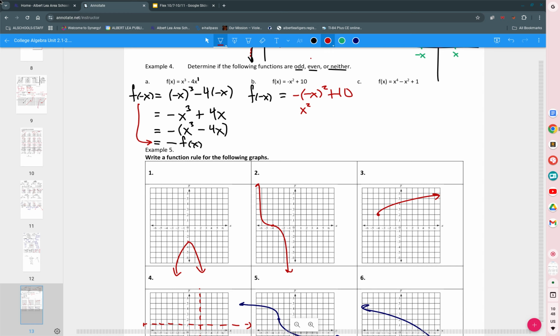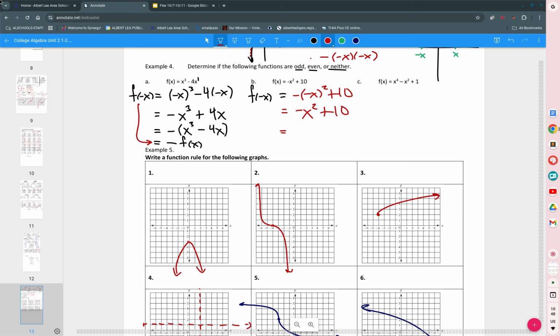So literally, there's 3 negatives here. I'll write out the 3 negatives so you can see them. We have a negative times negative x times negative x. Does everybody agree that that's that expanded? Yep. So there's 3 negatives. So is it going to be a positive x squared or a negative x squared? Negative x squared. And then we have the plus 10.